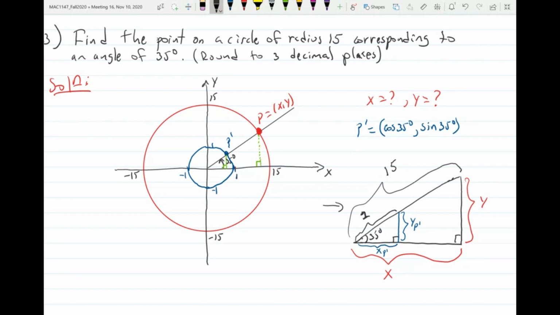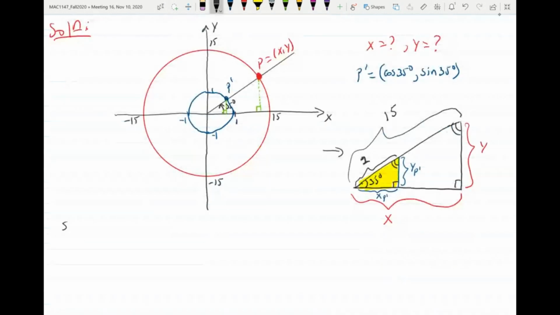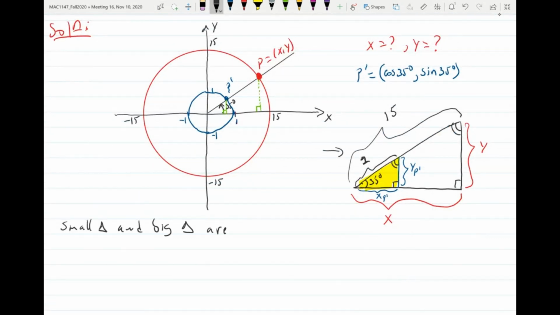And in this case, it happens, right? Because we have a big and a small triangle right here, and they share an angle in common. They both have a 35-degree angle. They both have a 90-degree angle. So this angle here is the same as this one. And you can even calculate what that is, because the sum of the interior angles is 180. So the small triangle and the big triangle are similar, since all angles are the same.